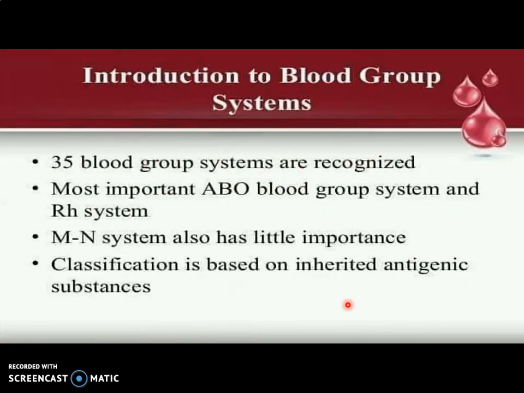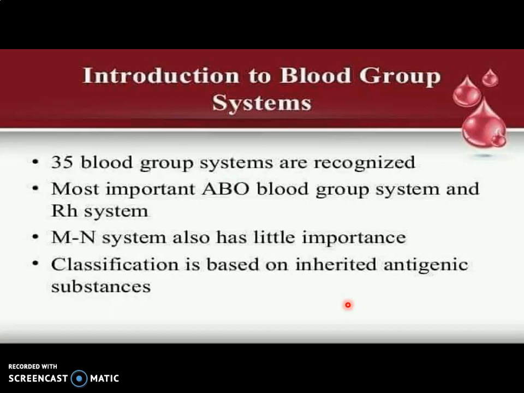The next one is introduction to blood grouping. When we talk about blood grouping, we have about 35 blood group systems that are recognized. But the most important ones out of all these 35 are the ABO blood group system and the rhesus system. At times you can also see blood group systems such as the M and N system, but all these ones have little importance. The ABO blood group system and the rhesus system are the more important blood group systems that we have.